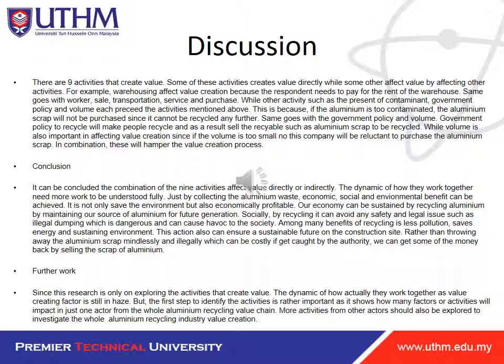Discussion. There are 9 activities that can be identified from the results. These activities can be divided into 2 main categories. The first one is direct value creation. An example of direct value creation is warehousing. When we put the item in the warehouse, the respondent needs to pay for the rent of the warehouse, and this of course affects the value.